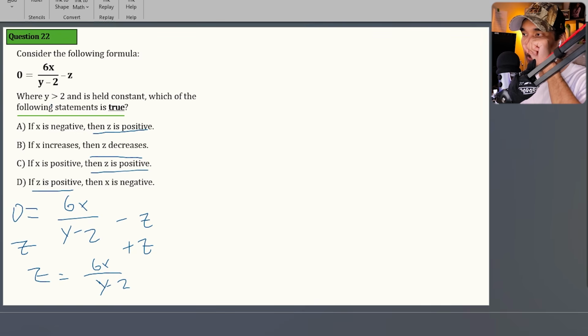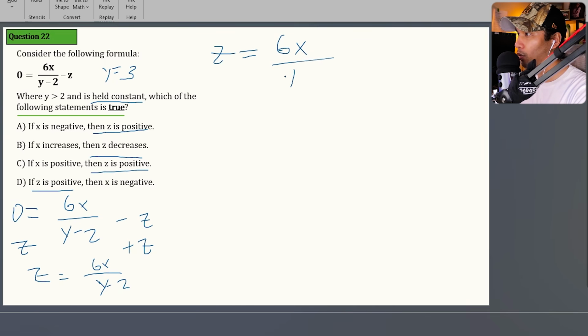And then it says here where y is greater than 2 and is held constant. Now that is very important. Held constant. So whatever number we choose, we have to hold it, as long as it's greater than 2. So I'm going to choose y equaling 3. That is greater than 2, and I'm going to hold that constant. So now I'm going to plug that in my formula. z equals 6x over y, 3 minus 2. Then we get z equals 6x over 1, z equals 6x.